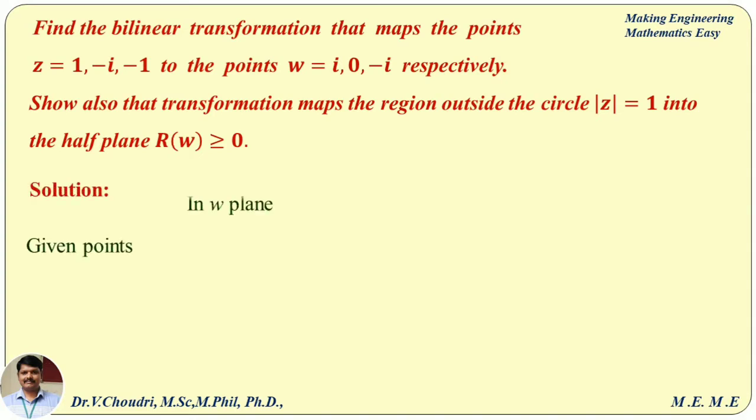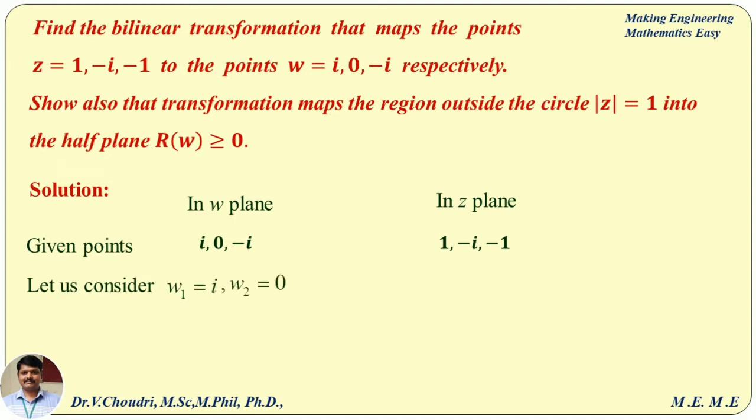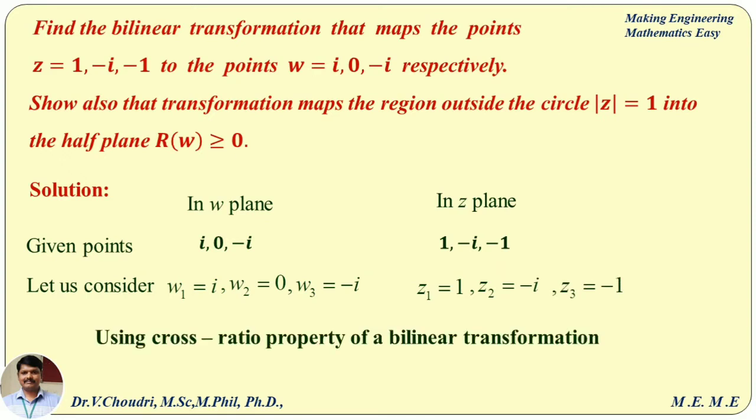The given points in the w plane are i, 0, minus i. In the z plane, 1, minus i, minus 1. Let us consider w1 equal to i, w2 equal to 0, w3 equal to minus i. In the z plane, z1 equal to 1, z2 equal to minus i, z3 equal to minus 1. Now we are going to use the cross ratio property of bilinear transformation. What is the cross ratio property of bilinear transformation?